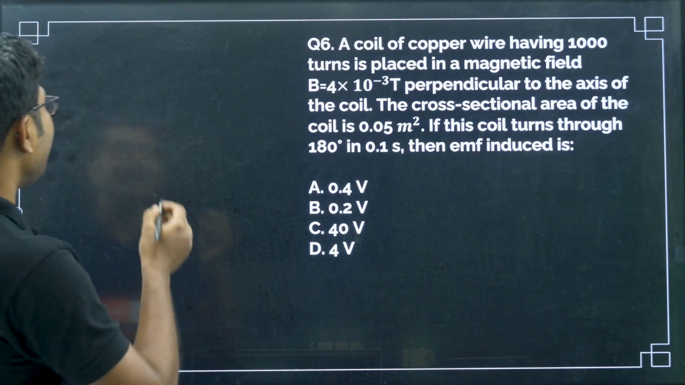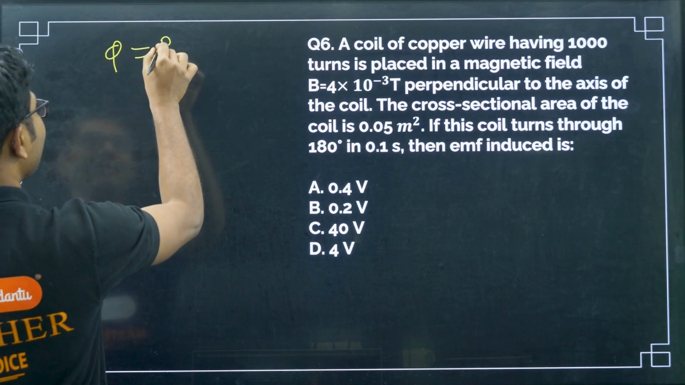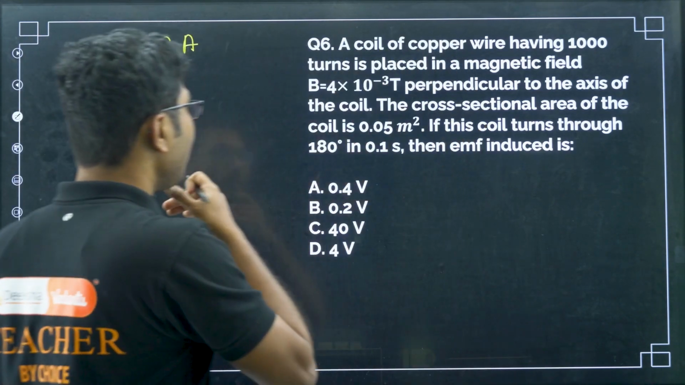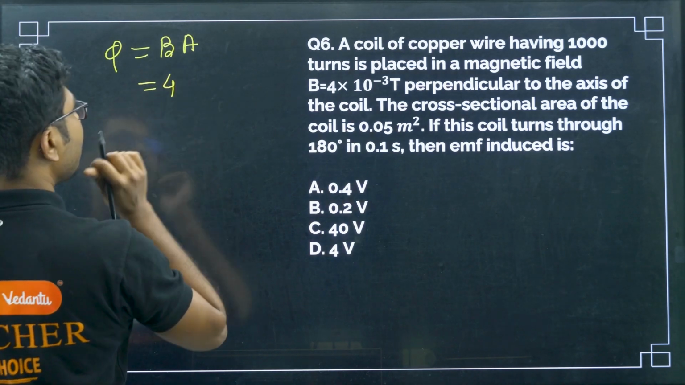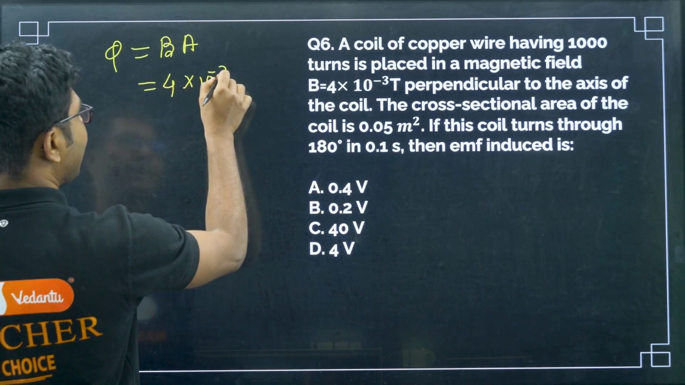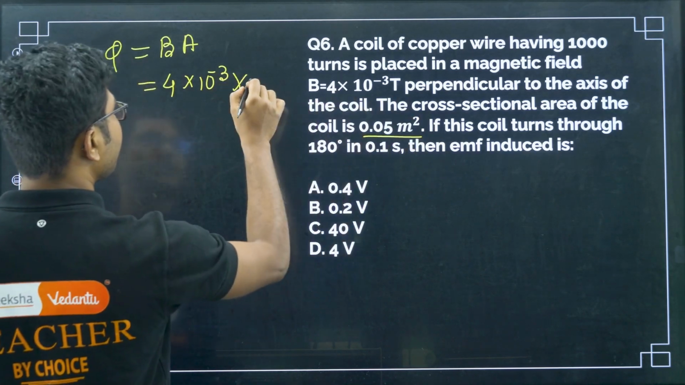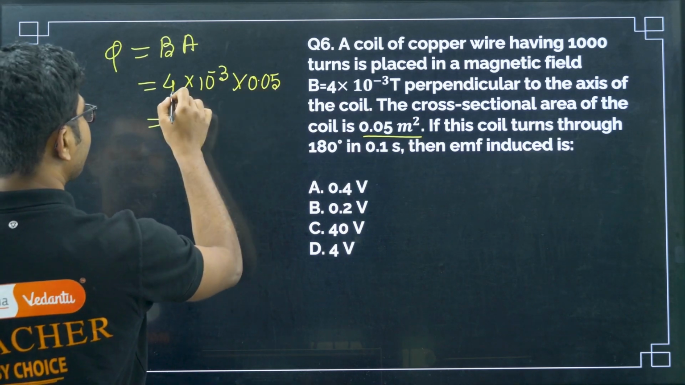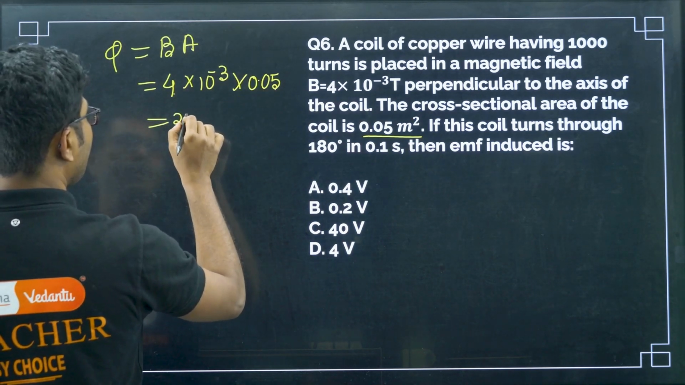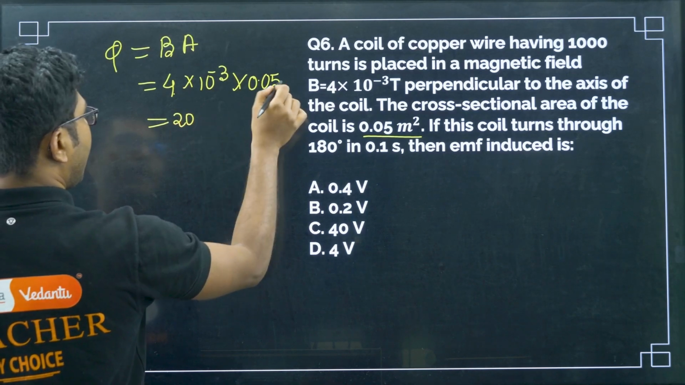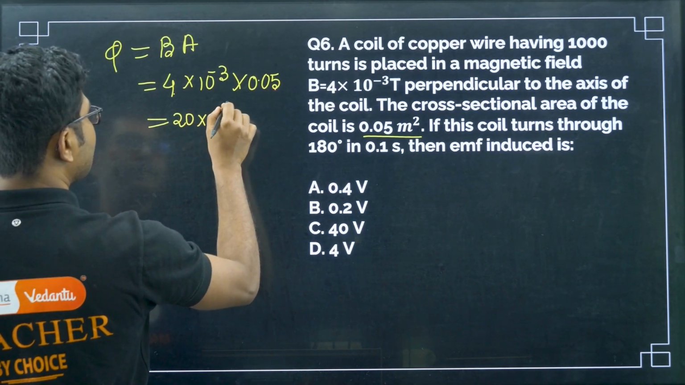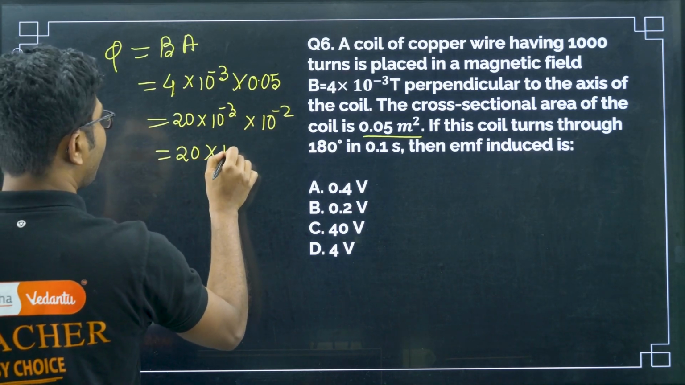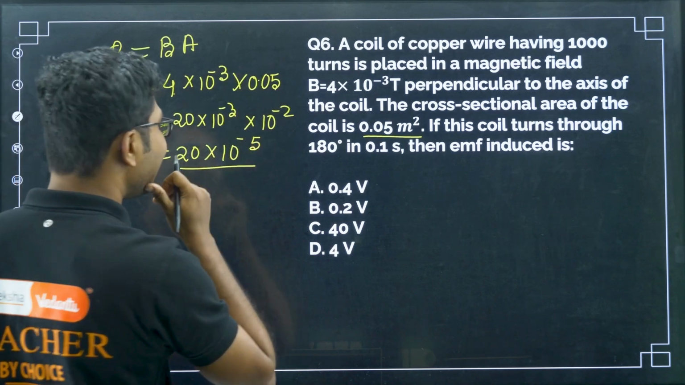So, first of all, you have to calculate the flux. Flux linked with the coil is B into area. Magnetic field is 4 into 10 to the power of minus 3. Area of the coil is 0.5, right. So, 5 4s are 20, and 0.5 means 10 to the power of minus 1, so it will be 20 times 10 to the power of minus 4. This is the flux linked with the coil.